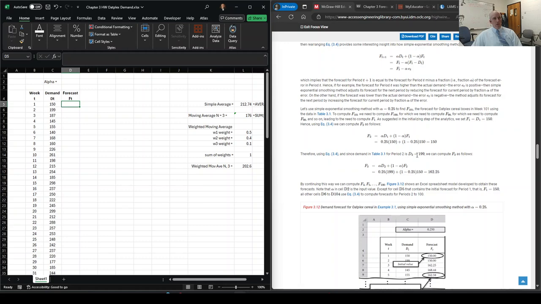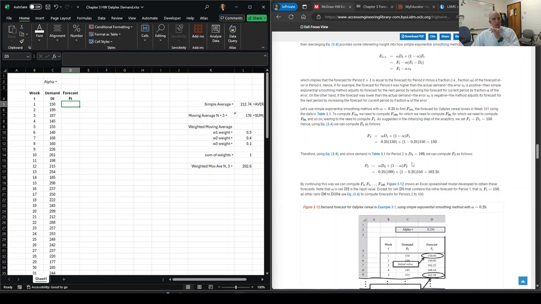So what we're going to do here is we're going to create this exponential smoothing forecast given the previous demand. It's as if we were doing this week by week, okay? And then we'll find out why we're doing that here in a couple of steps.